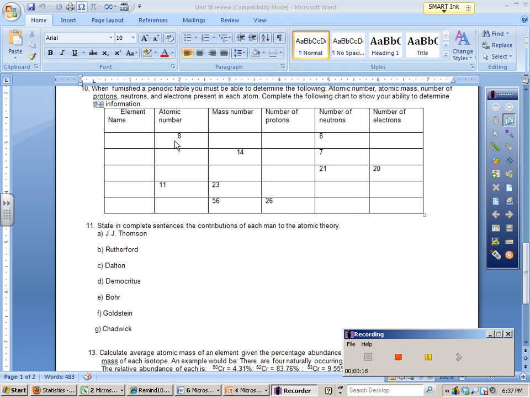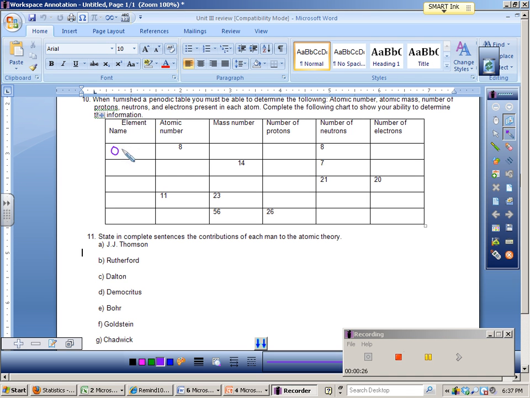So in our first one, it's atomic number 8. Therefore, we know the element's name is oxygen, O-X-Y-G-E-N. If we have an atomic number of 8, we know the number of protons is 8. Remember, our mass number is going to be proton plus neutron. So we have 8 plus 8, or 16. Number of electrons, protons and electrons are going to be the same in these cases because they are neutral. So if we have 8 protons, we also have 8 electrons.